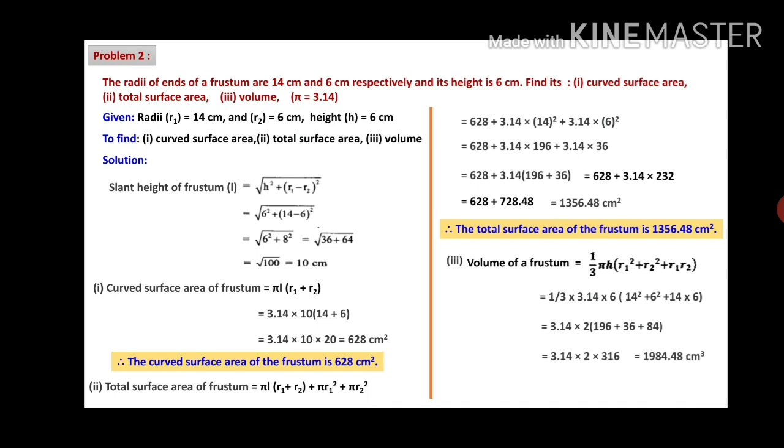So the next will be 3.14 into 2 into 316. So the product of this will be 1984.48 centimeter cube. Therefore, the volume of the frustum is 1984.48 centimeter cube. Friends, let us start with problem number 3.